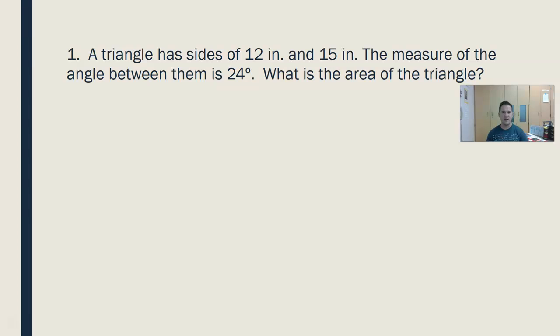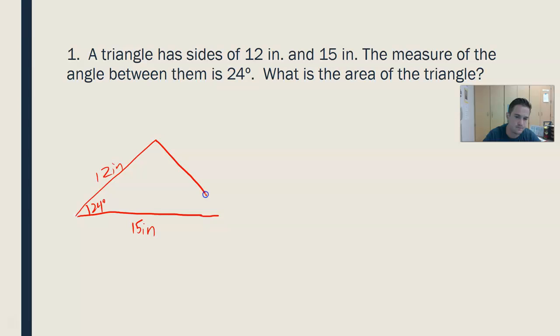This says a triangle has sides of 12 inches and 15 inches. The measure of the angle between them is 24 degrees. What is the area of the triangle? So let's say this side is 12 inches. This side is 15 inches, a little bit longer. This angle right here is 24 degrees. So what is the area?